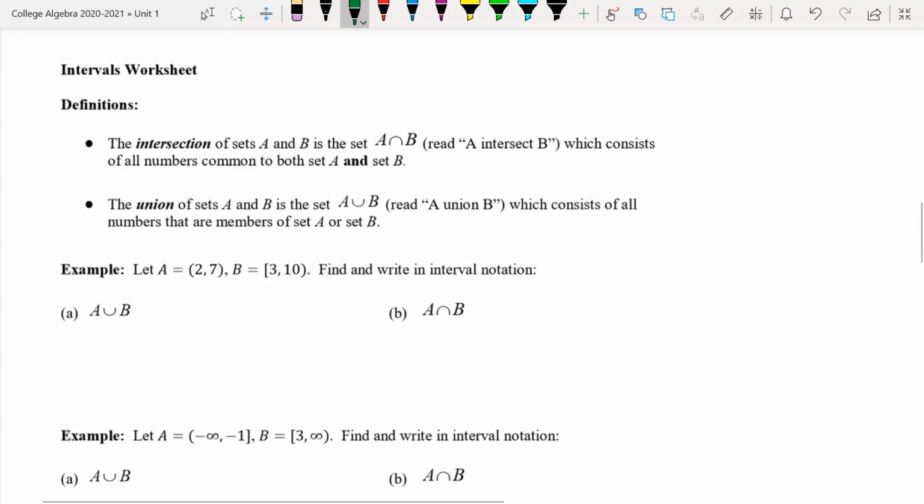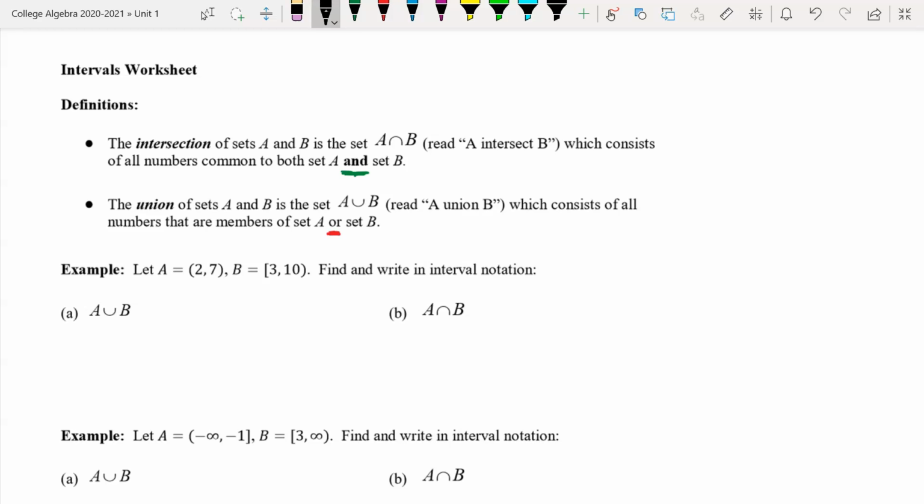The big thing with intersections and unions: intersection is an and statement, so it has to be in both parts, in the first part and in the second part. Whereas union is an or statement, so it could be one or the other. So it's going to be everything included.